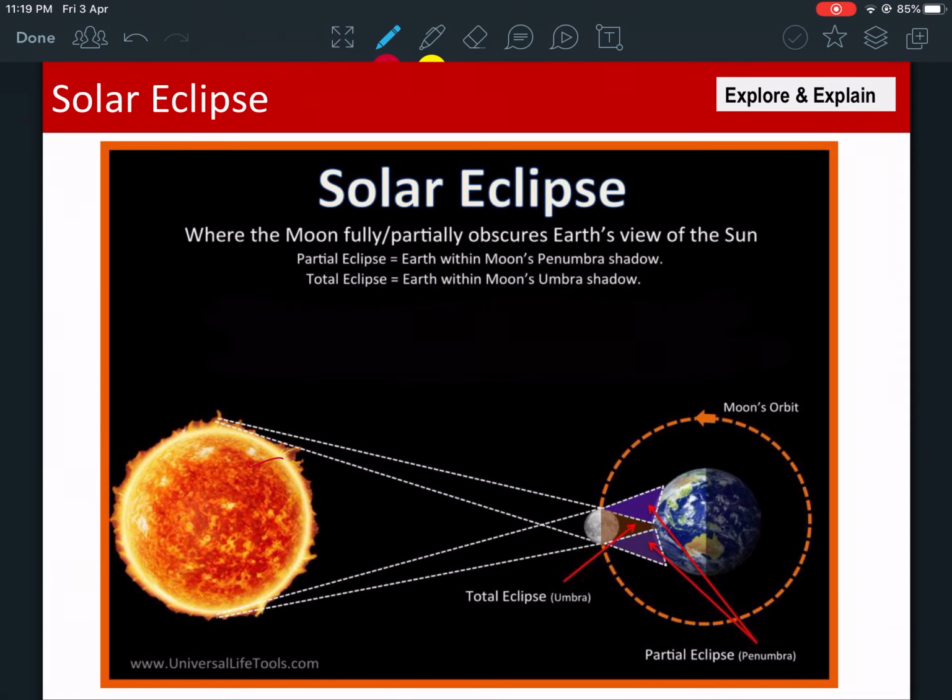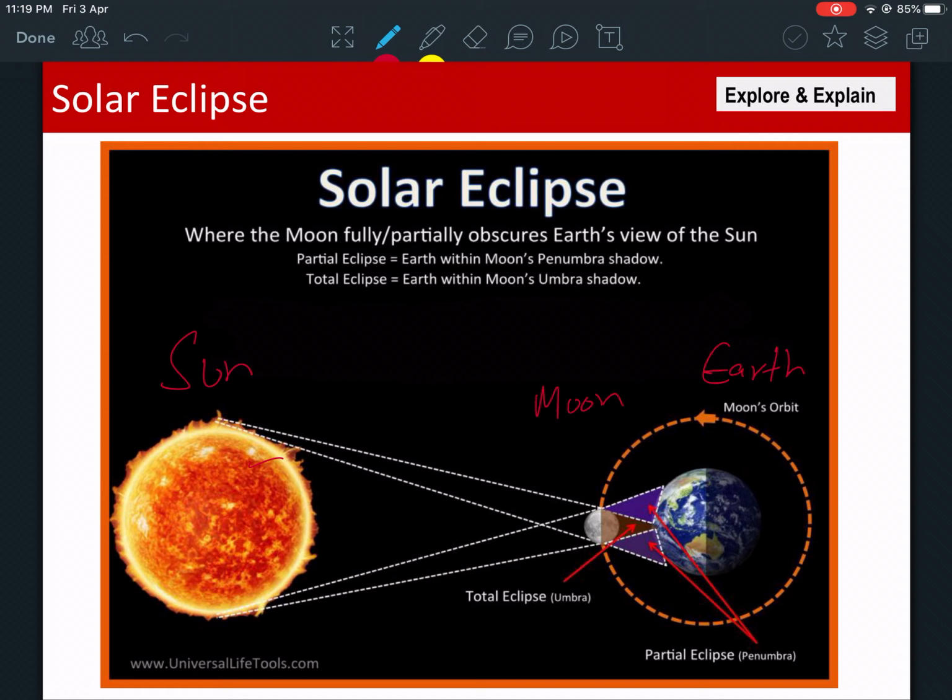So let's go to solar eclipse, where the moon fully or partially obscures the Earth's view of the sun. Let's look at this photo. You have the sun here. This is the alignment of a solar eclipse, where the sun is eclipsed. You have the moon here and then the Earth here.